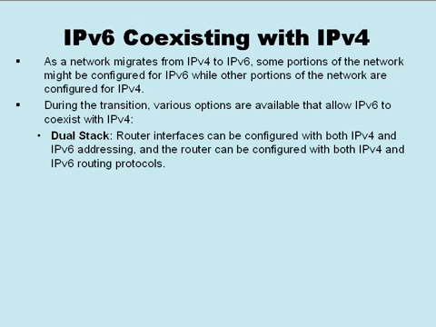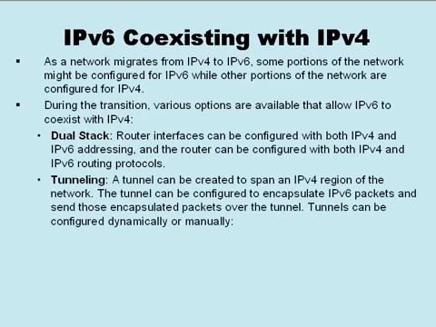Another approach is tunneling. We can create a virtual connection called a tunnel that's going to span the IPv4 region of the network. And this tunnel might span several routers. Once this tunnel is created by specifying the source and destination IPv4 addresses that make up this virtual connection, that tunnel can be configured to encapsulate and transmit a variety of packet types. And one of those packet types that it could transmit is IPv6. We could transmit those IPv6 packets encapsulated over this tunnel.